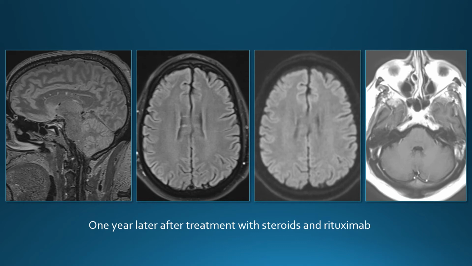So this is a year later after treatment with steroids and rituximab. Pretty good response. A lot of the lesions went away. You still see these lesions in the corpus callosum, and what's interesting is they're centered right in the middle of the corpus callosum, or they extend all the way through, as opposed to being more toward the callosal septal interface.